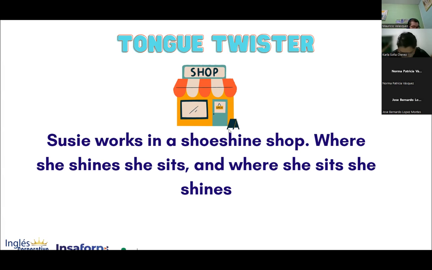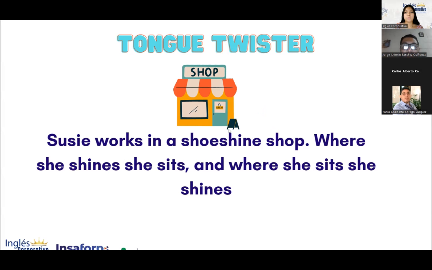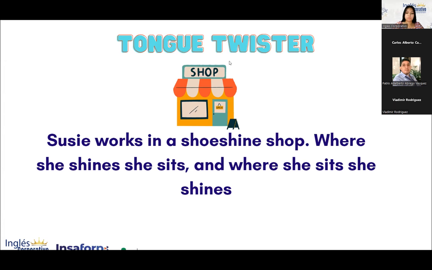Let me see. Pablo. Hello. Yes, Pablo. Susie works in a shoe shine shop where she shines, she sits, and where she sits, she shines. Thank you. Vladimir. Susie works in the shoe shine shop where she shines, she sits, and where she sits, she shines. She shines. Okay, thank you. All right. So this one is for you to practice the SH and also some words that probably are new for you. Okay. So try to practice it and try to also investigate the meaning of the words that you do not know, all right?